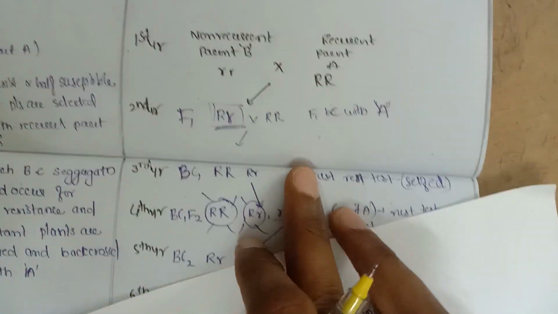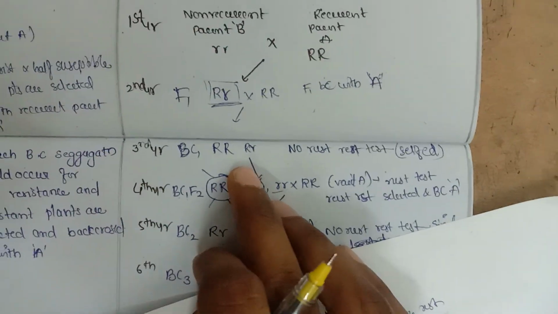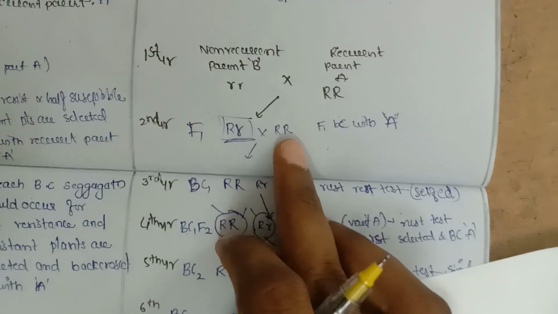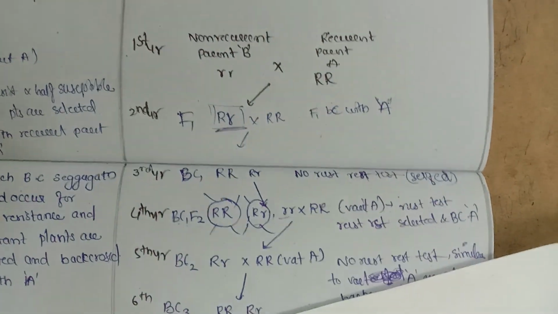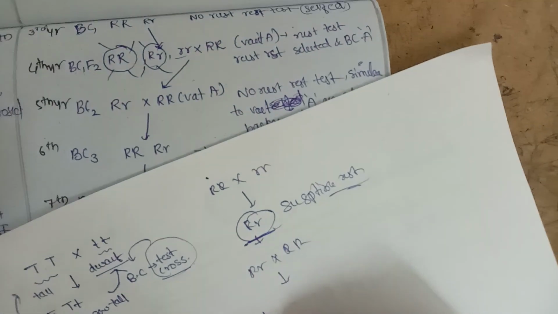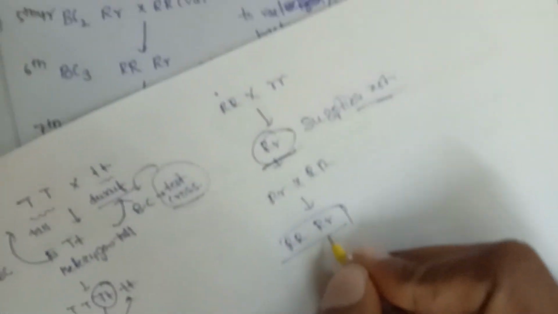So the rust resistance test is not conducted in the F1, and it is crossed with the recurrent parent in the backcross one. When this is crossed with the recurrent parent, we get the progeny of capital R capital R and capital R smaller r. Both are rust susceptible varieties.